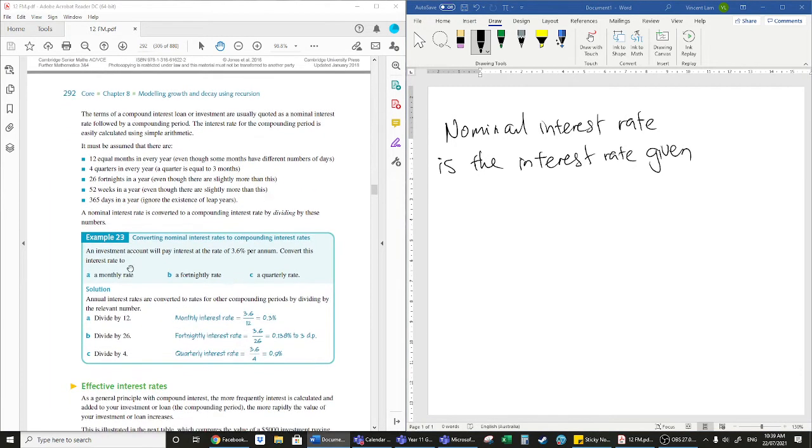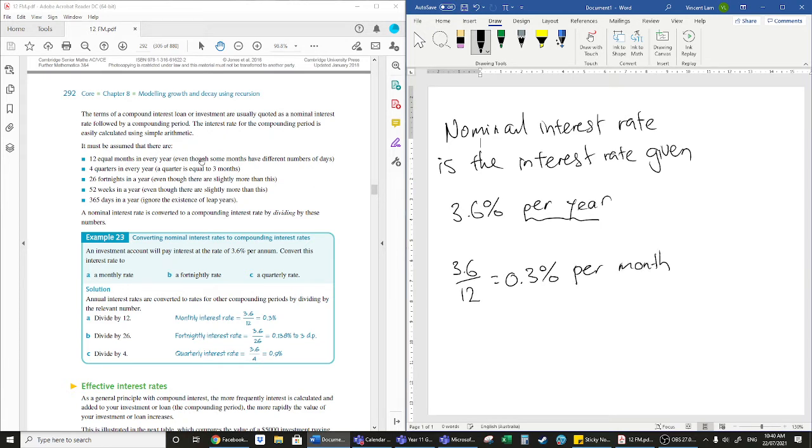So for example here, an investment account will pay interest at the rate of 3.6% per annum. So the 3.6% per annum is the nominal interest rate. Regarding this question, it says 3.6% per annum, which means 3.6% per year. If the question asks you to convert this interest rate to monthly rate, all you have to do is simply divide it by 12 because you're going from per year to per month, which makes sense, hopefully, to most people. That 3.6 divided by 12 gives you 0.3% per month.